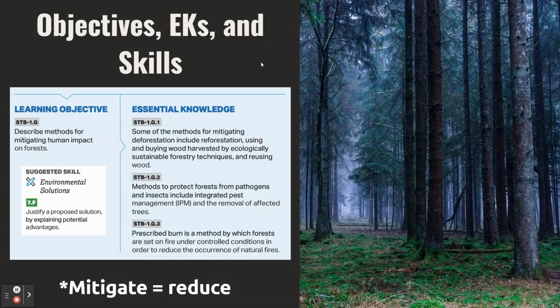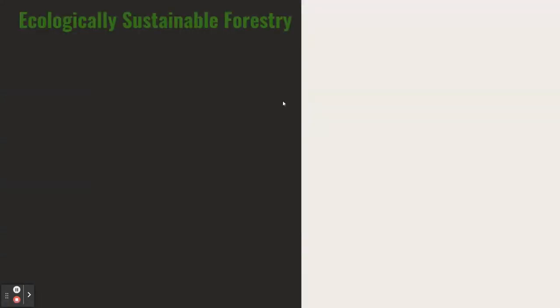One big word that gets thrown around a lot in environmental science, one of those good vocabulary words to keep in your pocket for the exam, is mitigating, or to mitigate. So that just means reduce the effects of something. So here we're going to look at some methods that we use to reduce the effects of deforestation. And at the end, we're going to justify a proposed solution by explaining potential advantages.